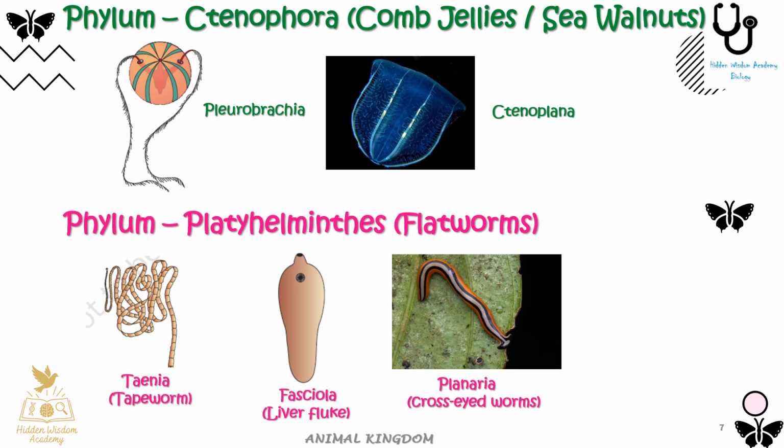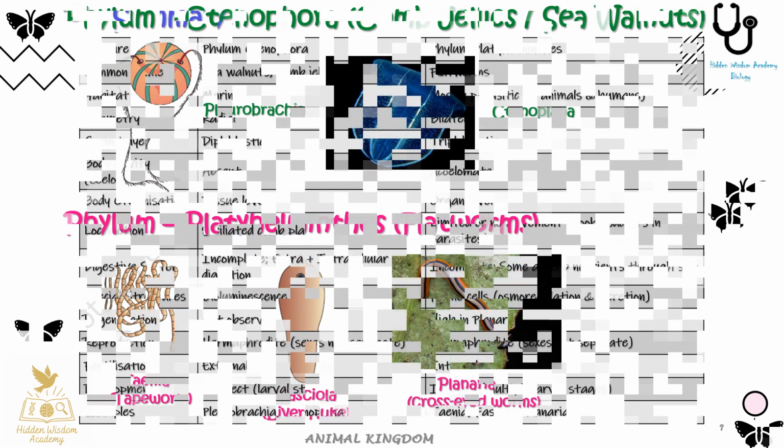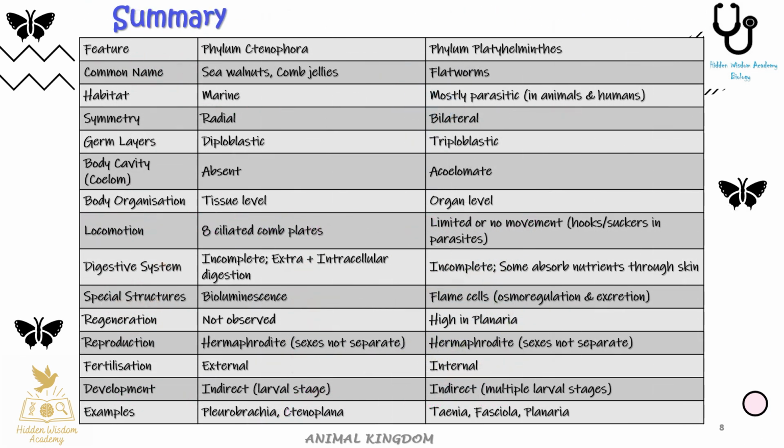Let's quickly revise phylum Ctenophora and Platyhelminths. Let's begin with ctenophores, which are also known as sea walnuts or comb jellies. While platyhelminths are flatworms, ctenophores are marine animals. Flatworms are mostly parasitic, found in animals and humans. Ctenophores show radial symmetry, whereas platyhelminths show bilateral symmetry.